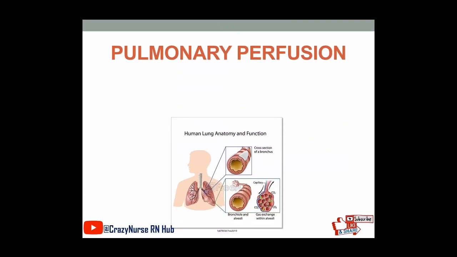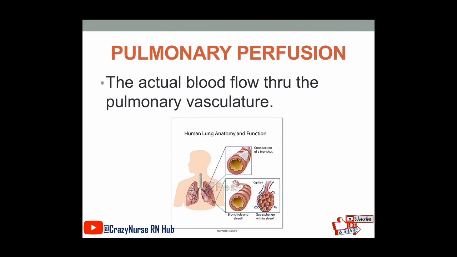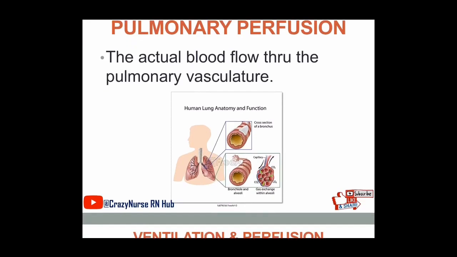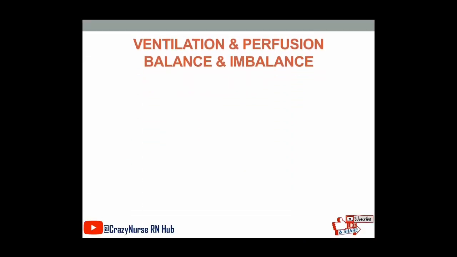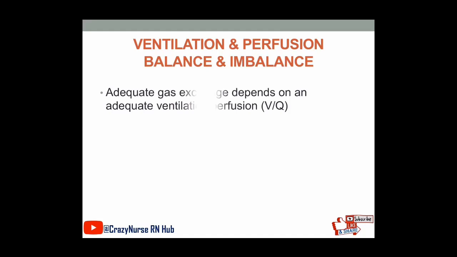We also have your pulmonary perfusion. It is the actual blood flow through the pulmonary vasculature. So this happens at the vascular level, and it involves the bloodstream capillaries inside the lungs. We also have the ventilation and perfusion balance and imbalance. Adequate gas exchange depends on adequate ventilation and perfusion. We can abbreviate ventilation as V and perfusion as Q.